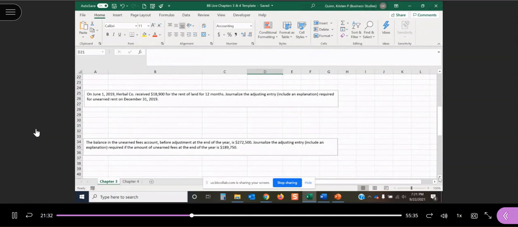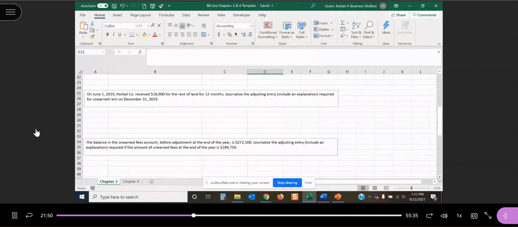Next one, on June 1st, 2019, they tell us that our company received $18,900 for the rent of land for 12 months. So they want us to journalize the adjusting entry required for unearned rent on December 31st.